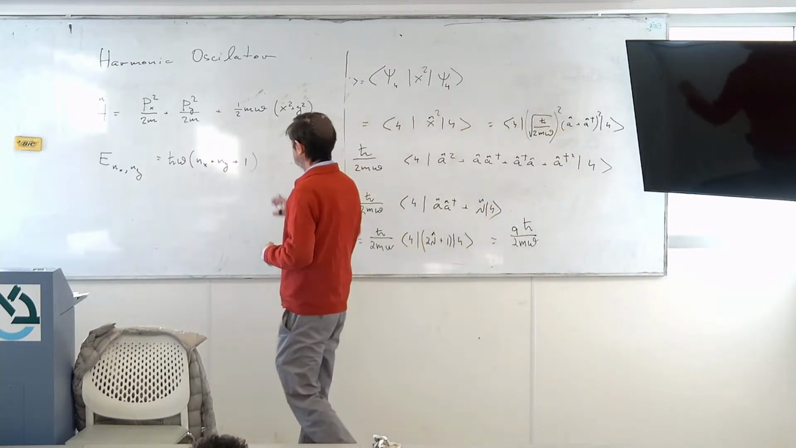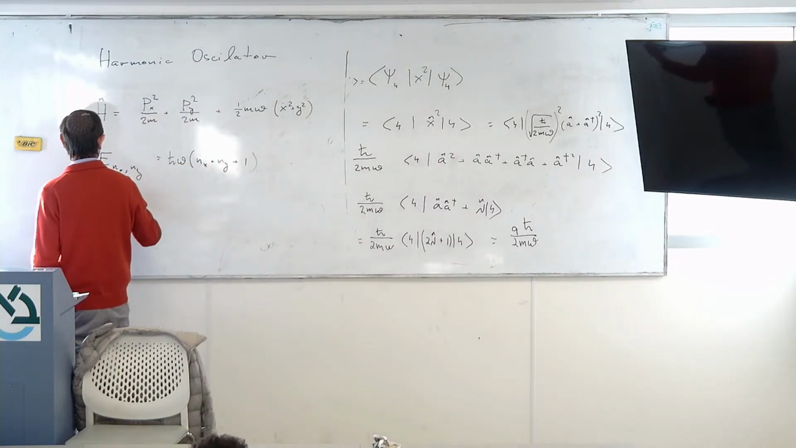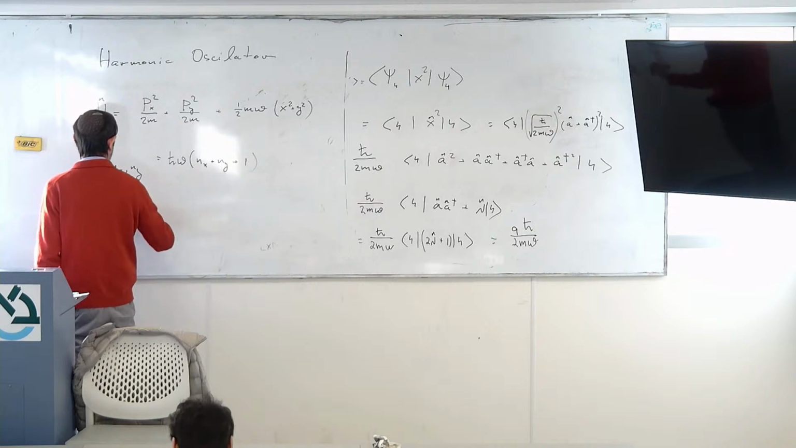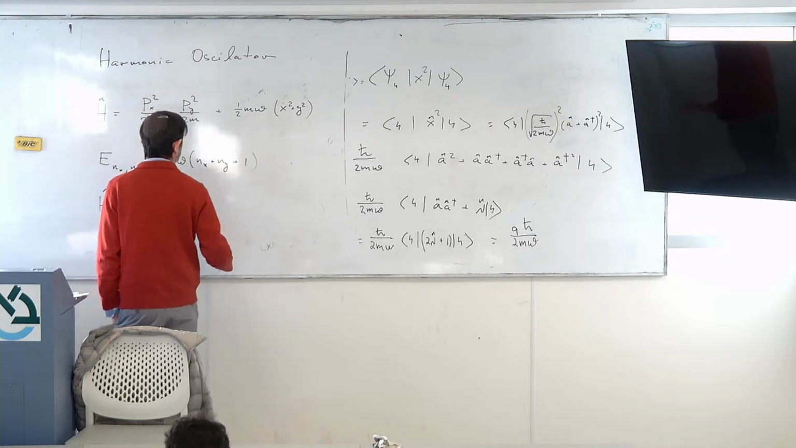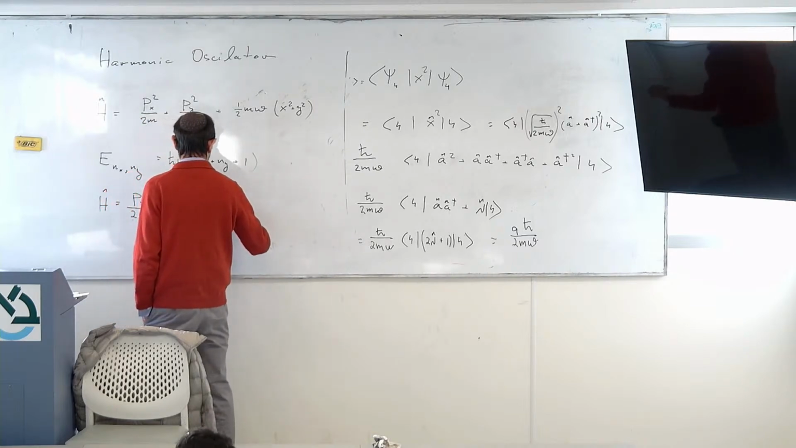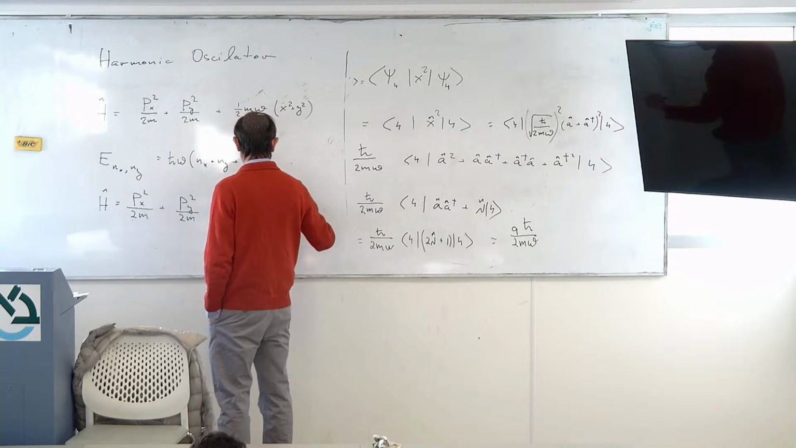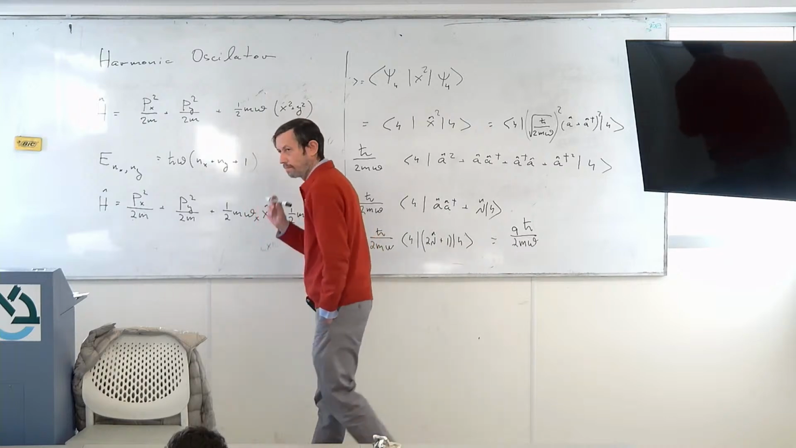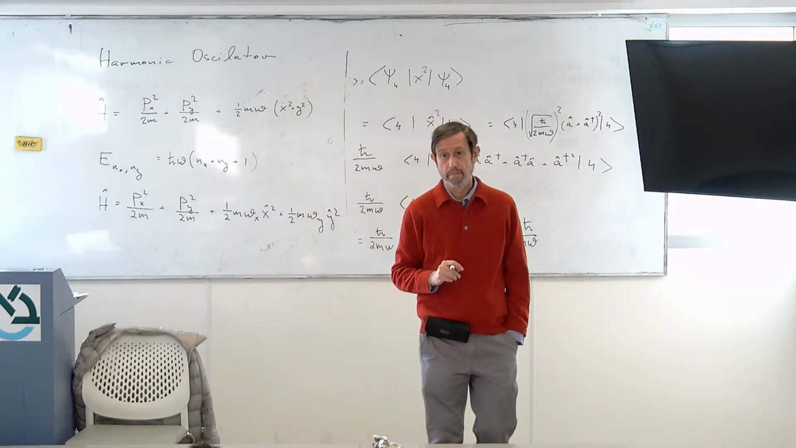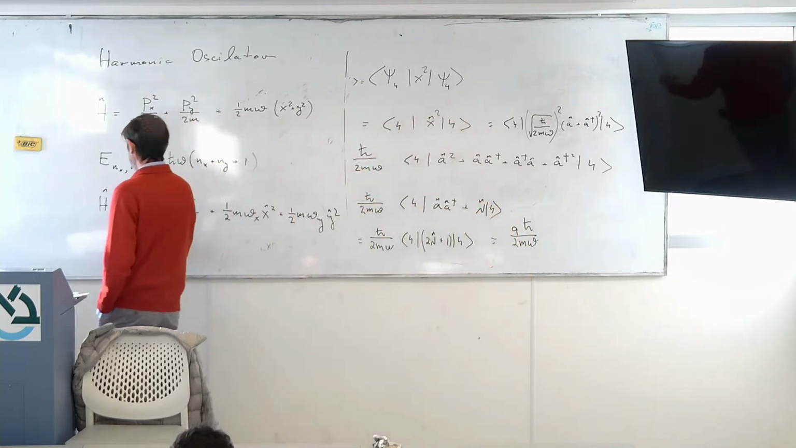Now this was a symmetric potential. What happens if I don't have a symmetric potential? Go through the same game.